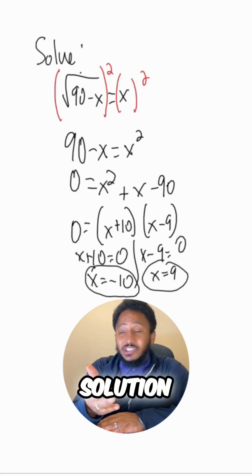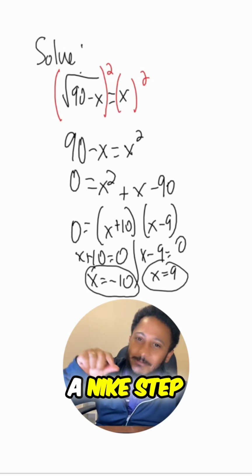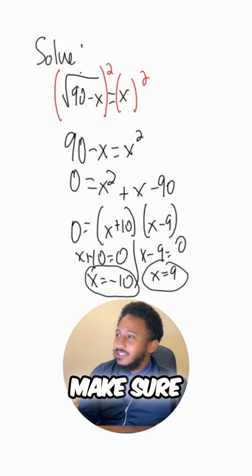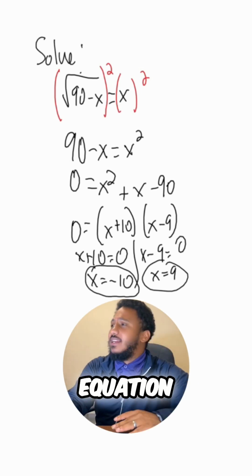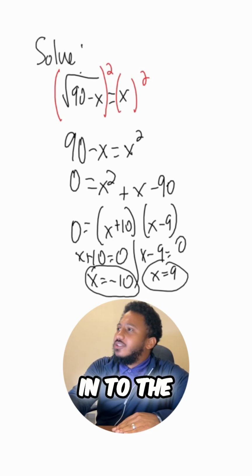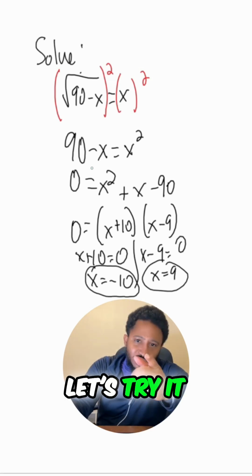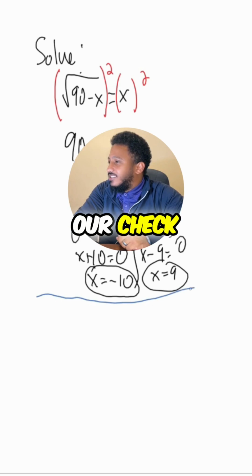Oh, but it's a radical equation, so we definitely want to check it. That's called a Nike step. We check it, okay? Check to make sure it's actually a solution to the original equation. How do we check it? Well, we plug it back in to the original and see if we get a true statement. Let's try it. Okay, so here's our check step, Nike step.